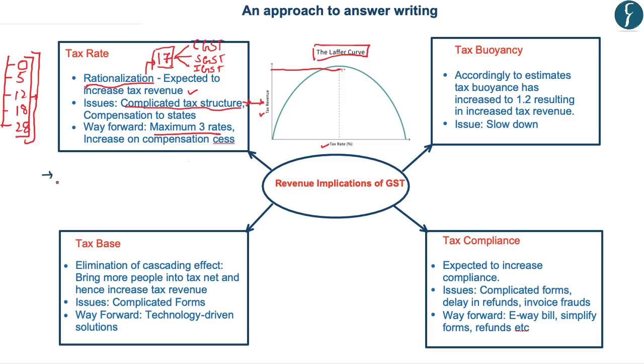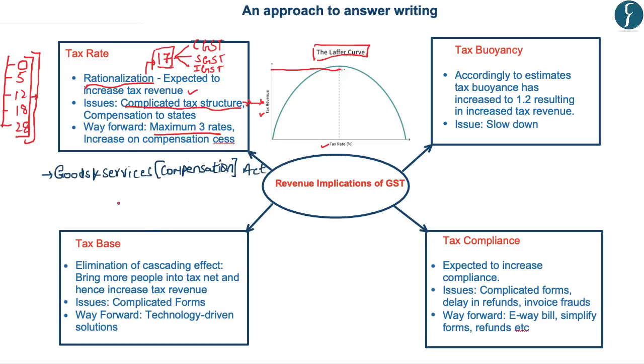Now, besides, it should be noted that a number of states had opposed the introduction of GST in India on account of losing some of the indirect taxes that came under the purview of states. Now, in order to compensate for the shortfalls that occur in the state, the Goods and Services Compensation to States Act was passed in 2017.